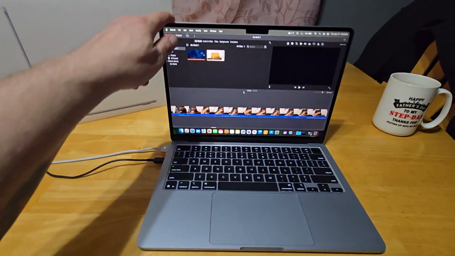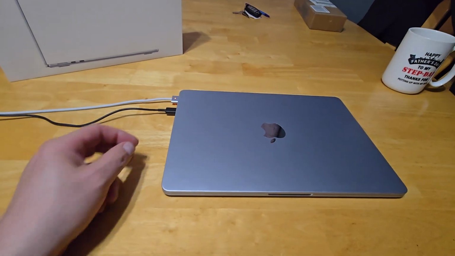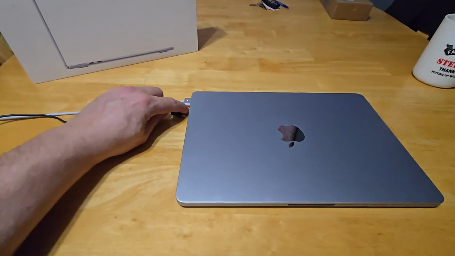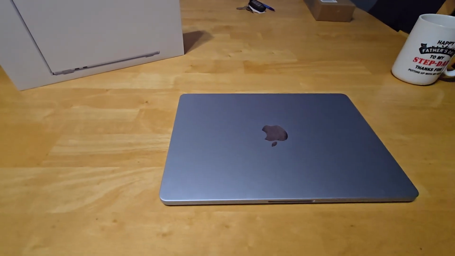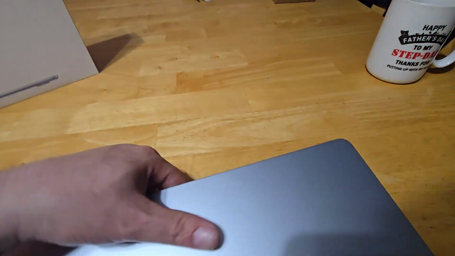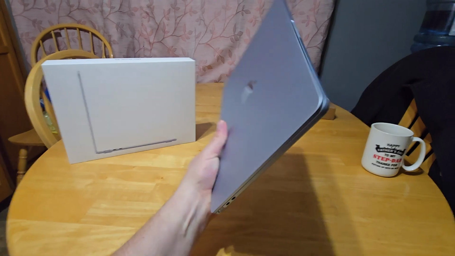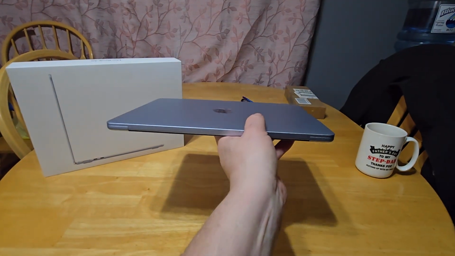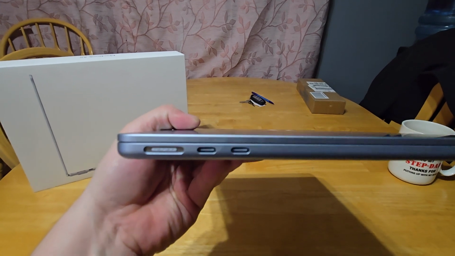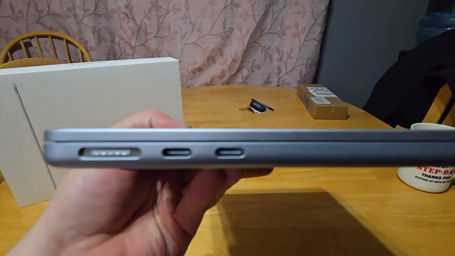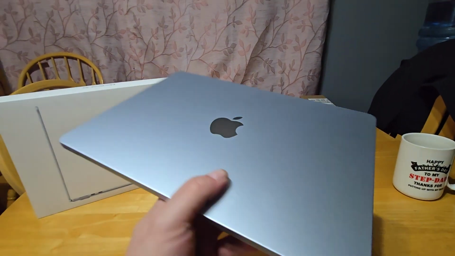But this is the Starlight Blue, or whatever they call it. Very nice. But yeah, it's a really nice computer. It's not so much of a fingerprint magnet like a black one is, and it's pretty thin. And you've got your MagSafe power charge right there, two Thunderbolt Type-C ports.